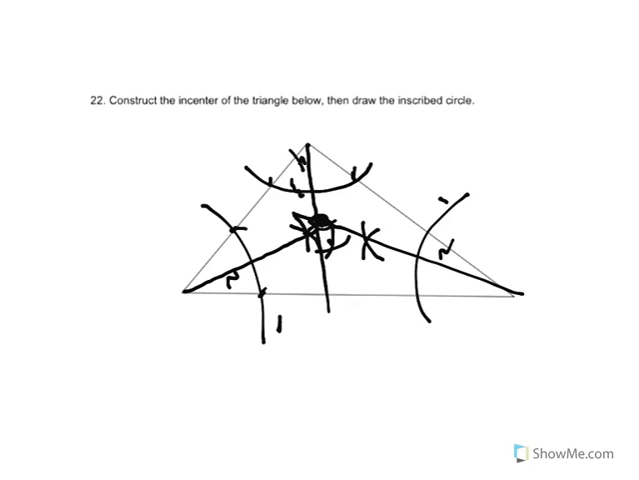Now, remember, an incenter has a special quality of, if you find the perpendicular to each side, it's going to be equidistant. Set your compass to that distance, and when you draw a circle, it's going to fit right inside the triangle. Not like that. It'll look better when you use your compass.